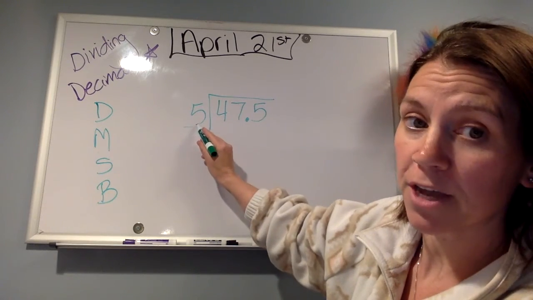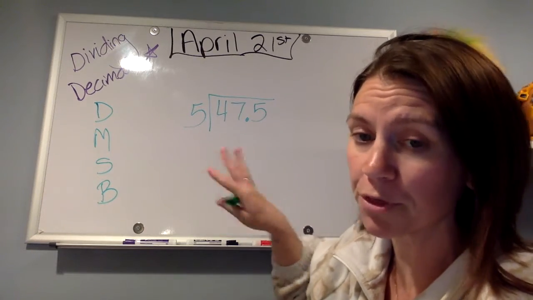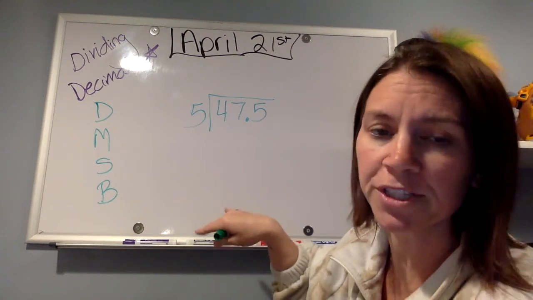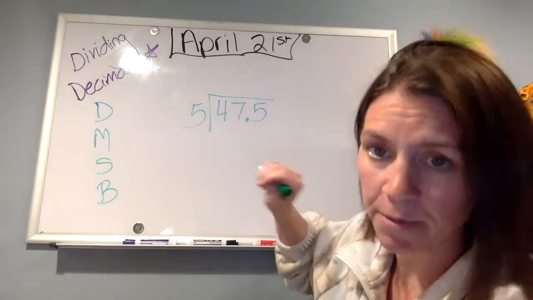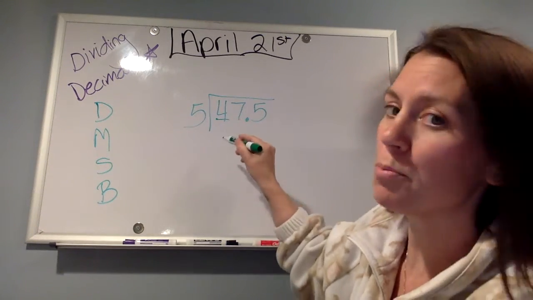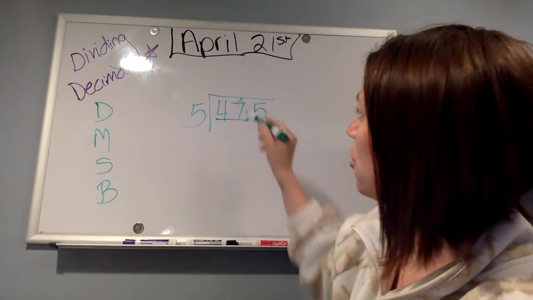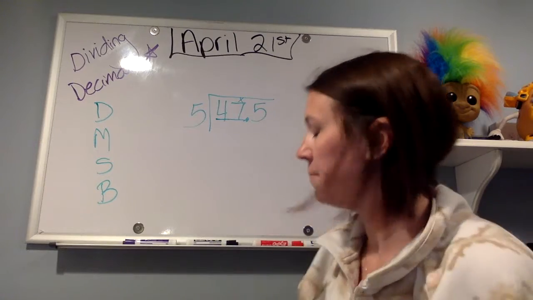We're going to ask ourselves, we're pretending there's no decimal right now, just like we did with the multiplication. No decimal, we're just dividing. 475 divided by 5 for right now, okay? So does 5 go into 4? Nope. Does 5 go into 47? Yep. So we're going to start over the 7, okay?